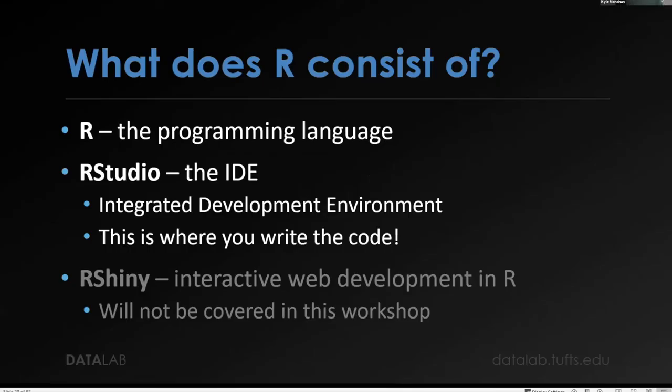So R consists of two main things: R, the programming language, and RStudio, the IDE, the integrated development environment. This is just where you write the code. Anytime you hear some data scientist say, oh, just use the IDE to compile, right? What they're saying is where you write the code. It's an integrated development environment.